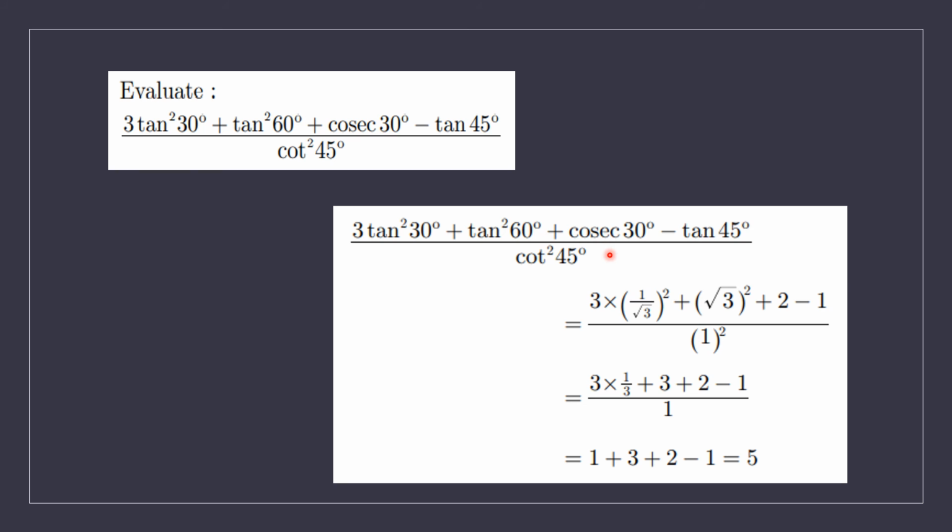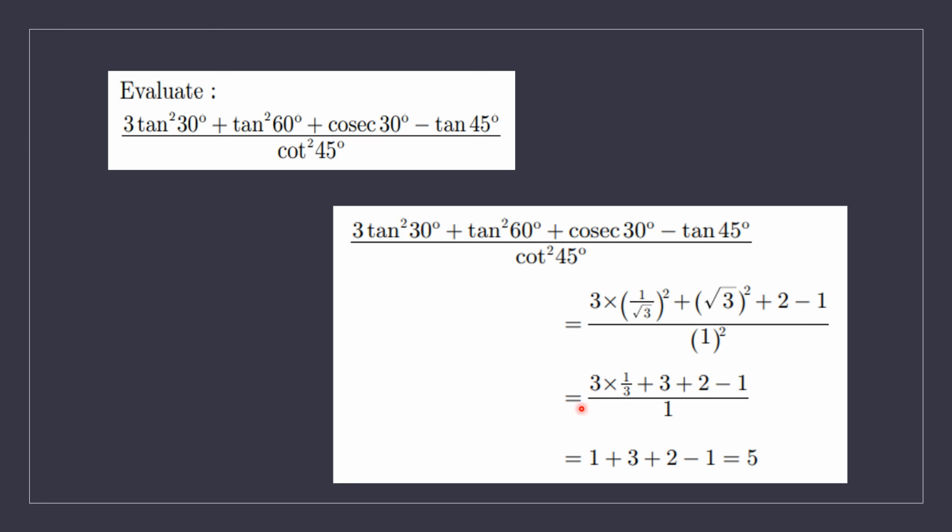Okay, if you know sin 30, that is 1 by 2. Sin 30 degrees is 1 by 2. From that, cosecant 30 is nothing but the reciprocal, 2 by 1, that is 2, minus tan 45 degrees. Tan 45 degrees is 1, we know that. Let's simplify this. 3 into 1 by root 3 whole square is 1 square by root 3 whole square. 1 square is 1. Root 3 whole square is 3, plus root 3 whole square is 3, plus 2 minus 1.